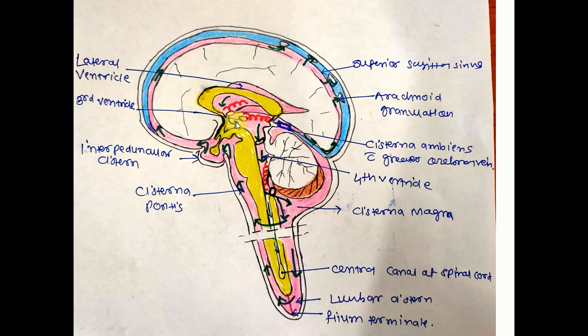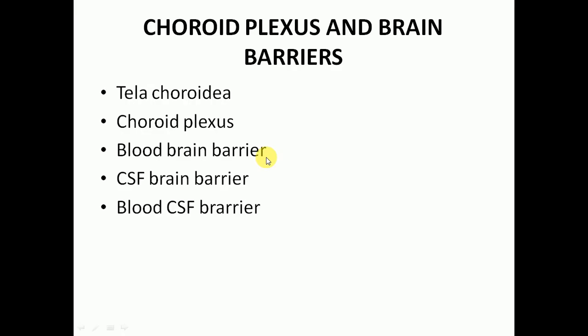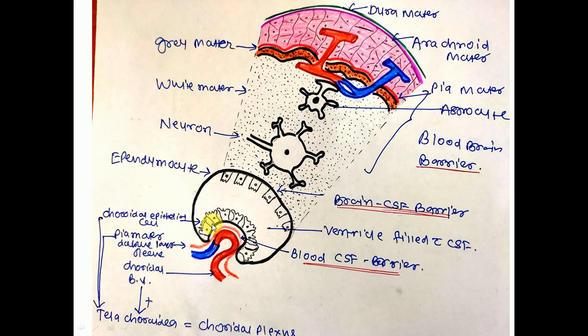Okay, again we revise. Formation of the CSF occurs at three places: lateral ventricle, third ventricle, fourth ventricle. How is it formed? With the help of the specialized cell, that is the choroidal epithelial cell, as well as pia mater and choroidal blood vessel. Choroidal epithelial cell derives the CSF with the help of dialysis or filtration. It will allow the passage of CSF inside the ventricular cavity.